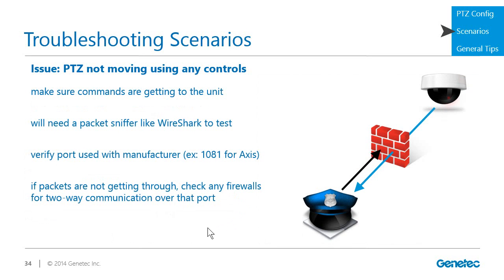If the wiring looks okay and the settings are fine, it might be a good idea to run a trace with Wireshark or some other packet sniffer to see if the commands are actually getting through to the unit. Check with the manufacturer or in the manual for the unit to find out which port is being used for PTZ commands, and look for packets sent over that port to make sure they're reaching the destination. For example, for Axis units, we can take a look on port 1081 to see if the command packets are getting through to the encoder. If they aren't, we need to take a look at any firewalls in the system to see if the port is getting blocked somewhere along the line here.